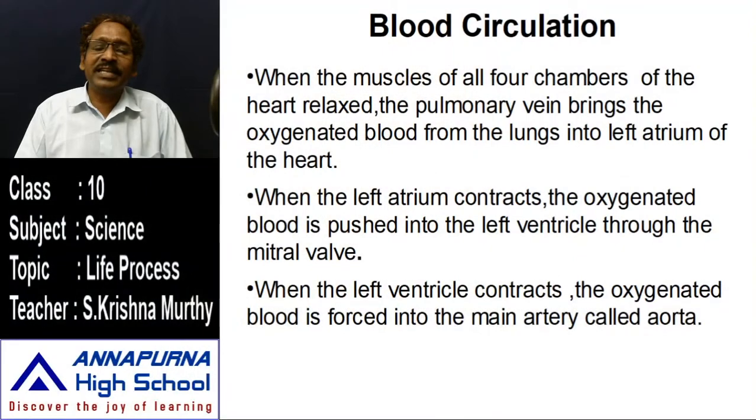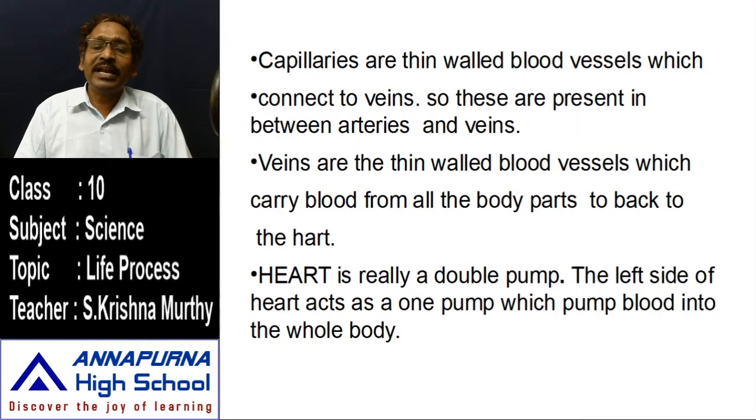What happens now? When the left ventricle contracts, the oxygenated blood is forced into the main artery called the aorta. So in between the aorta and the left ventricle, what is there? One valve is there, one lid again. So that is the aortic valve. So totally the left side of the heart has one mitral valve and another aortic valve, with 2-layered cups, 2-layered valves, which is meant for bicuspid.